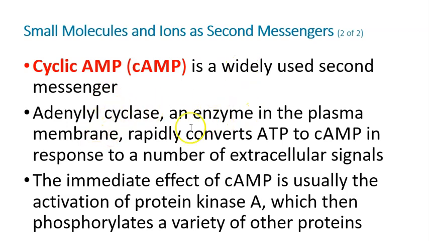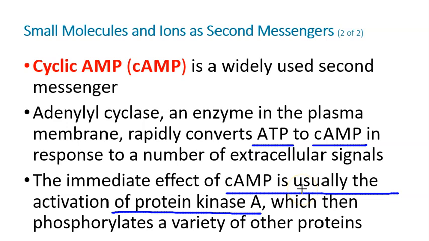Adenylyl cyclase, an enzyme in the plasma membrane, rapidly converts ATP to cAMP. So this is all about reception, transduction, response, the three parts of a pathway. And this is all about transduction. We are amplifying a signal. We are causing a signaling cascade. The immediate effect of cAMP is usually the activation of protein kinase A, which phosphorylates, which means adding a phosphate group to a variety of other proteins, okay?